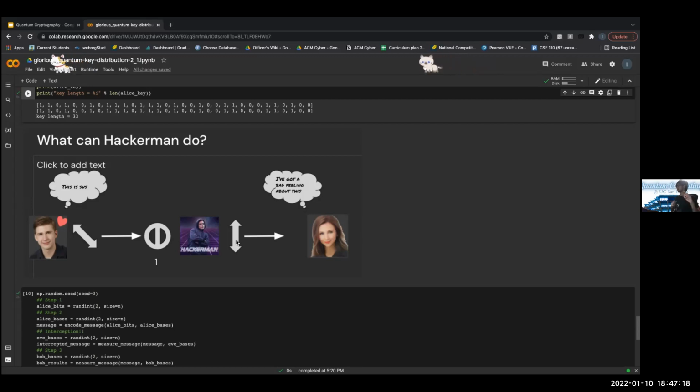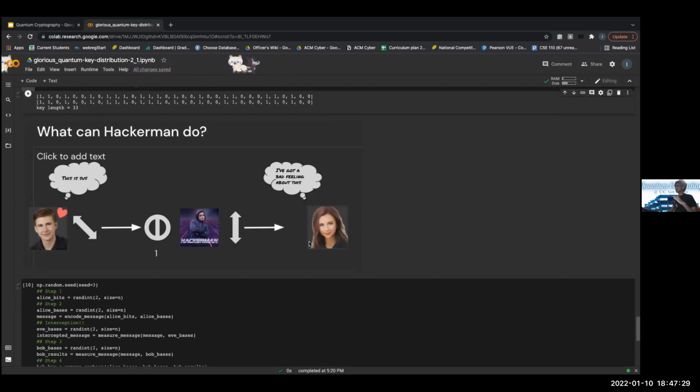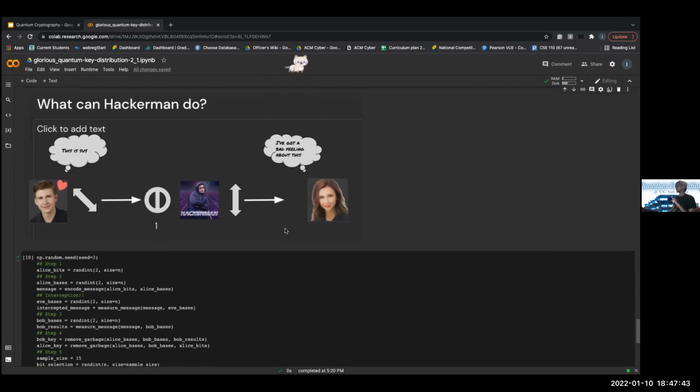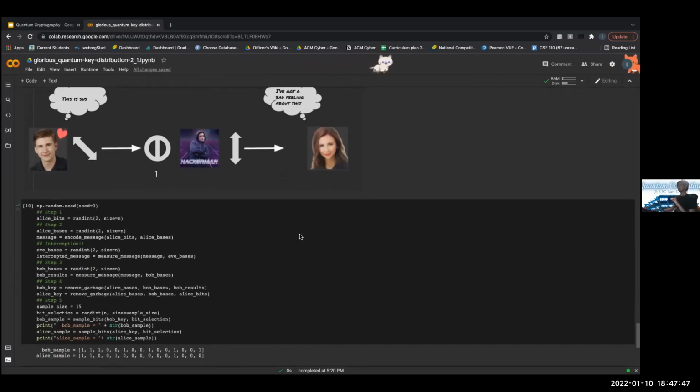This is important because this now means that if Sharon tried to read that with the diagonal filter, it's no longer going to read as a 0 or a 1 with 100% chance. Now it's going to read as a 0 or a 1 with a 50% chance each. And that changes things.